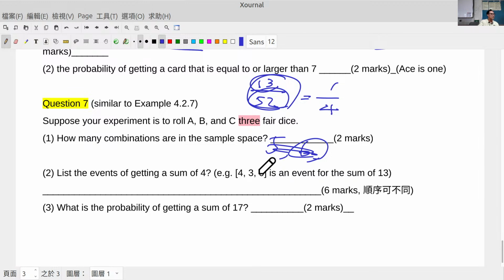For example, the sum of 13. One event can be die A is 4, die B is 3, die C is 6. The sum is 13. So what's the event of getting a sum of 4, like this? Okay. What is the probability of getting a sum of 17? Probability. Okay, so far any question?